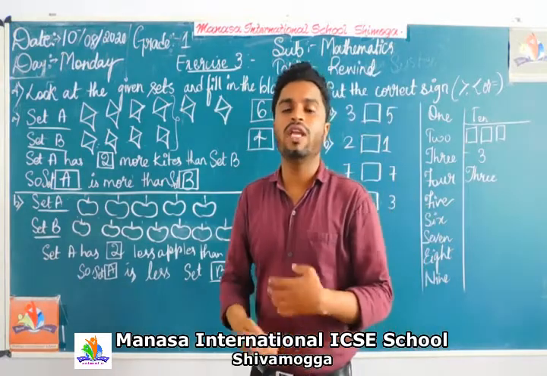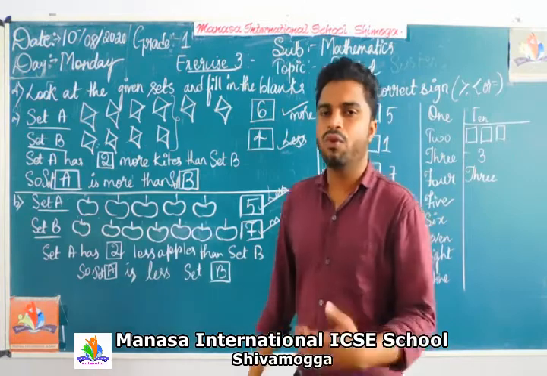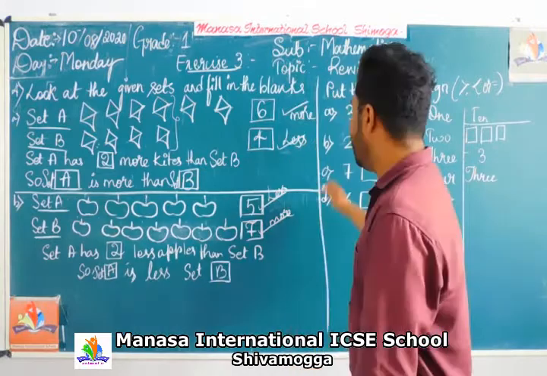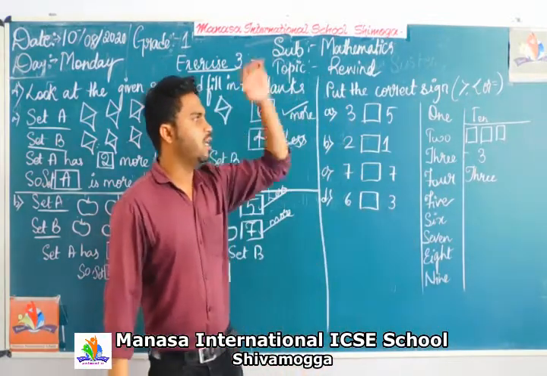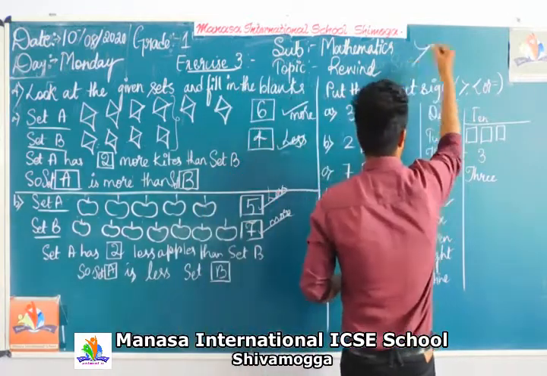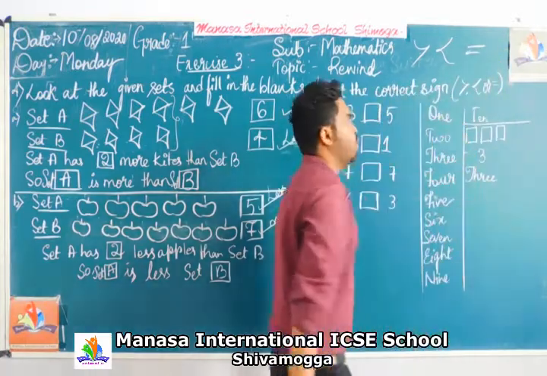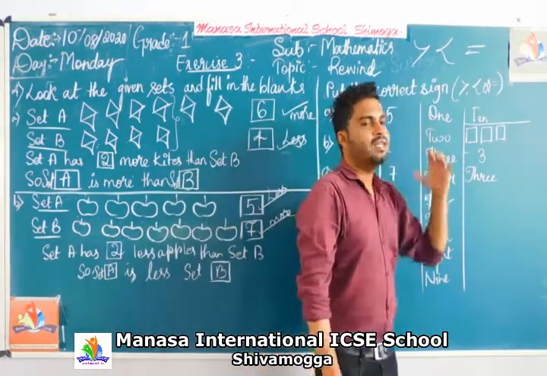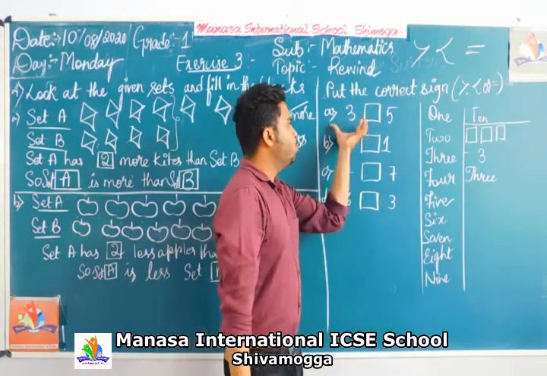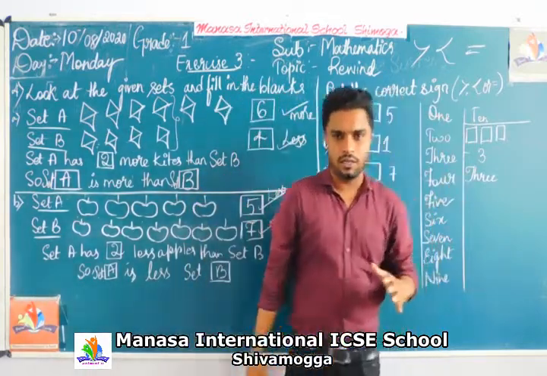Write which is more and which is less. Done? Yes, it is very simple. If you go through your book, you will get to know very easily. Okay. Next, coming to the next heading, you need to put these signs: smaller, greater or equal sign. You are going to compare these two numbers and write the sign.